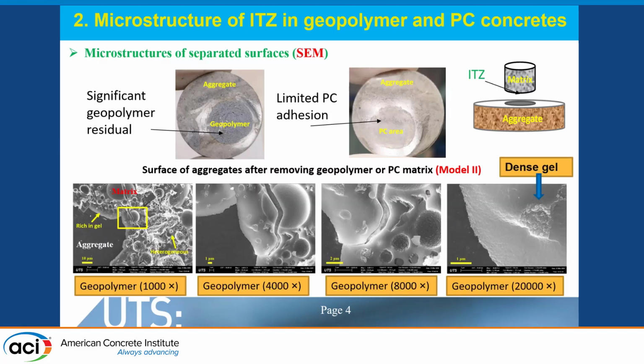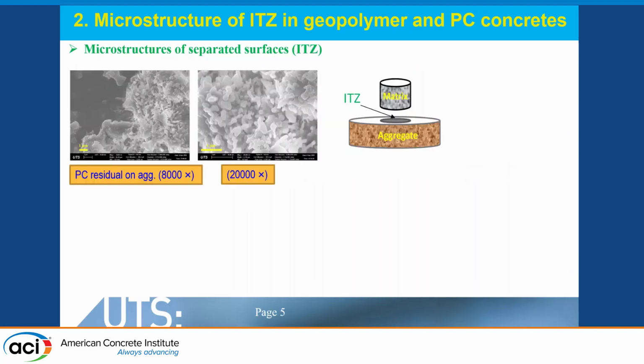Here is what we observed from the residue of the geopolymer on the aggregate. Because this is the fly ash-based geopolymer, you still see fly ash particles, and you also see some defects. These defects will affect the nanoindentation results. You will see unhydrated fly ash, and also very dense gels. So this gives you the idea of the inhomogeneity of this interface.